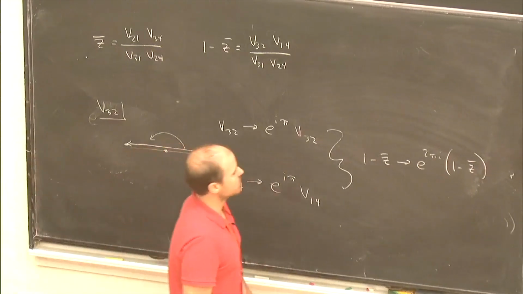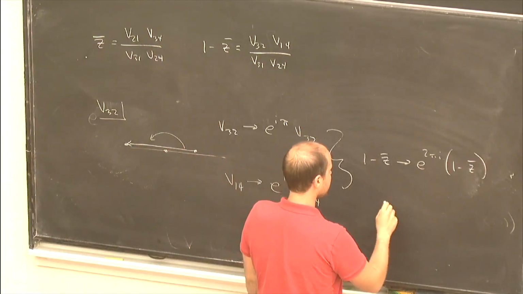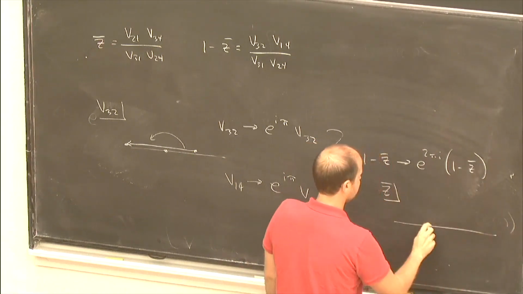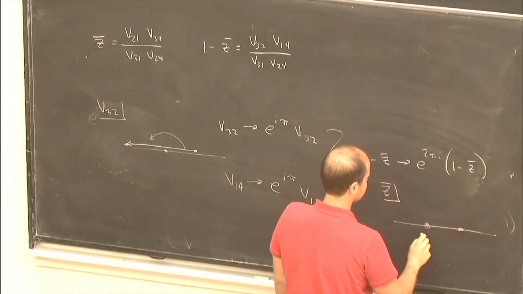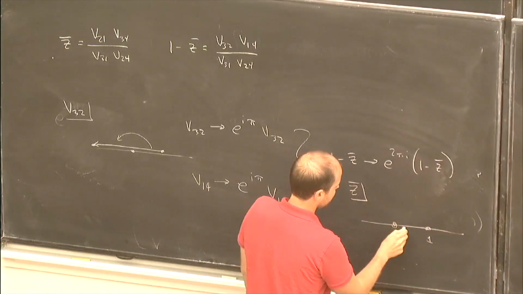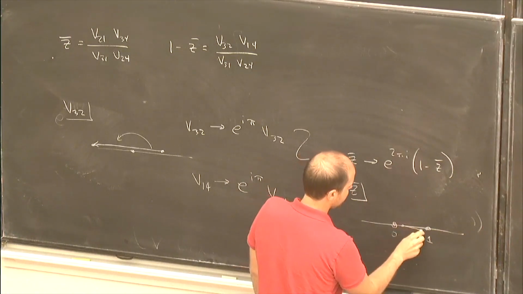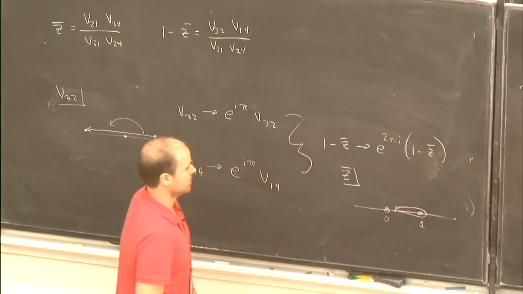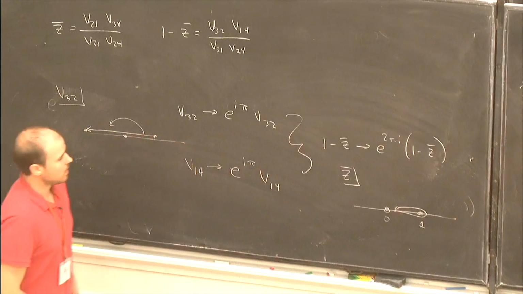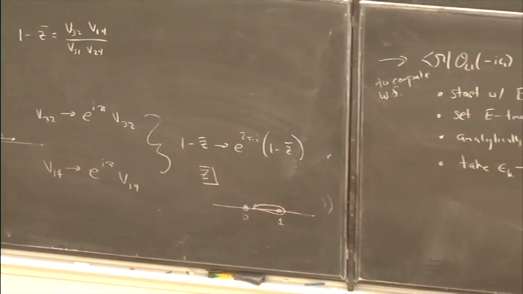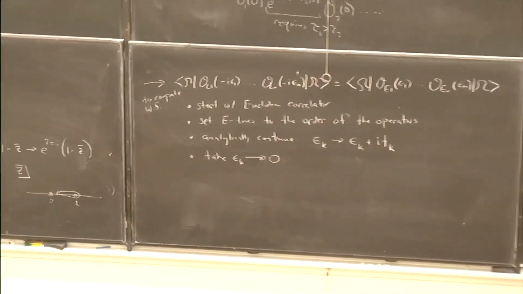So we start in the Euclidean region. Now let me draw the z bar plane. We start in the Euclidean region where z bar is between 0 and 1. As we move into the Lorentzian region, z bar moves towards 1. It goes around that way, exactly that way, and then comes back to the real line. So that's what happens in this particular ordering.